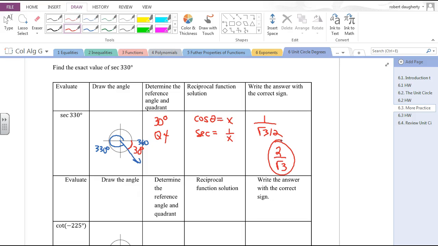Well, what if this had been quadrant 2? Then that's going to be negative. Right. Whatever gets you there.